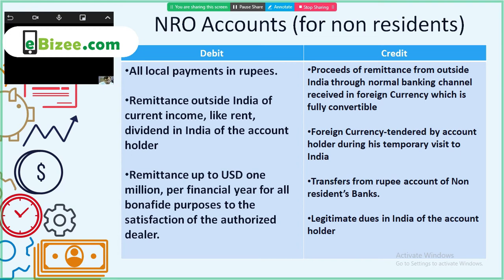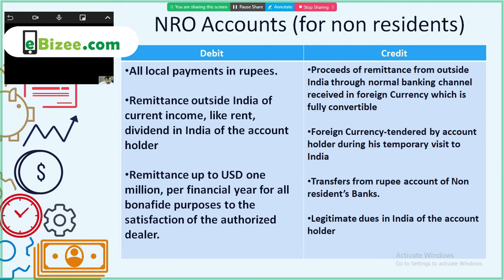Proceeds of the remittances from outside India through normal banking channels received in foreign currency which is fully convertible. So only those foreign currencies which are hard currencies, which are fully convertible. Foreign currency tendered by account holder during his temporary visit to India. Again, it should be hard currency only. So convertible currencies, if they want to credit to their account, they can do it when they come to India. But again, it should be bona fide.